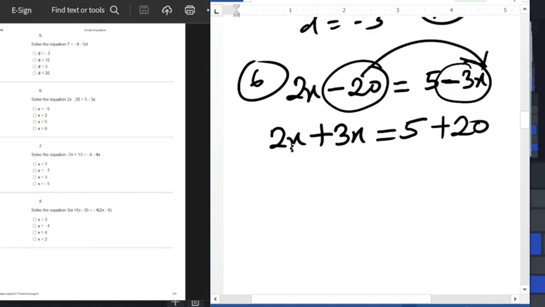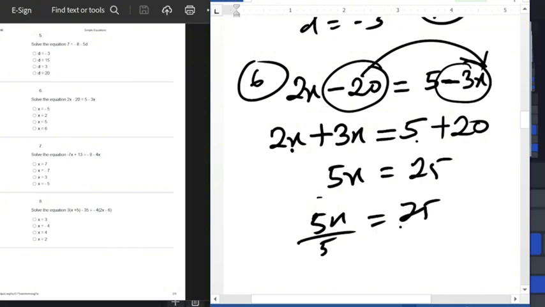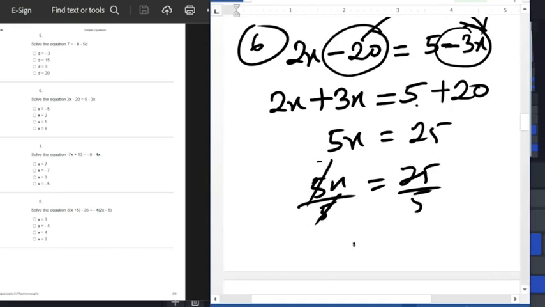So 2x plus 3x, that gives us 5x. 5 plus 20, 25. So divide both sides by 5. That is 5x divided by 5 equals to 25 divided by 5. This cancels this. Therefore, x equals to 5. That's the answer for question number 6, and that's option C.